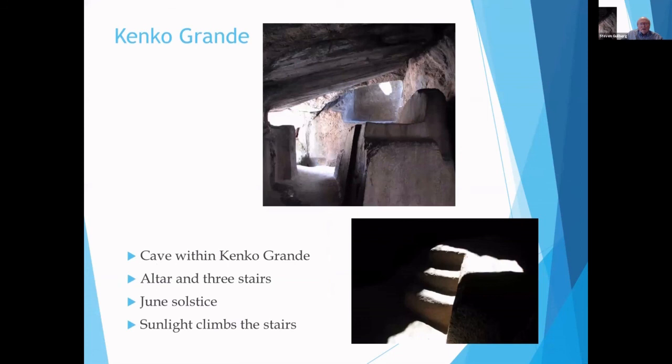In the side of Canco Grande, there's a finely carved altar, and on the far side of that altar there are these stairs that, at the time of the June solstice, more toward local noon, the sun climbs, in an effect that they could have been using in ceremonies on the altar. Here's the sun beginning, and then it's starting to climb the stairs, and then it gets up to the top of the stairs and points over toward the altar.